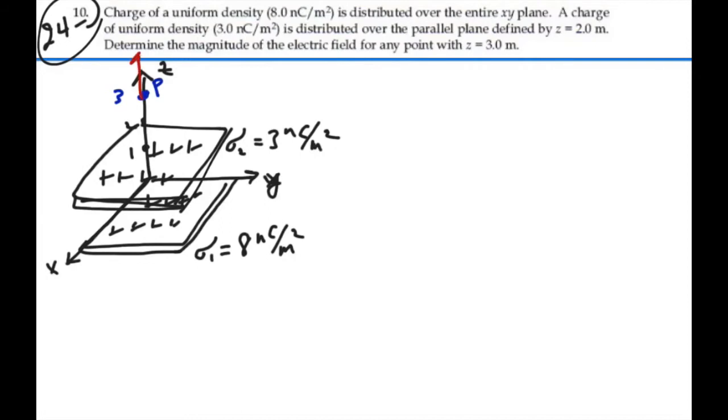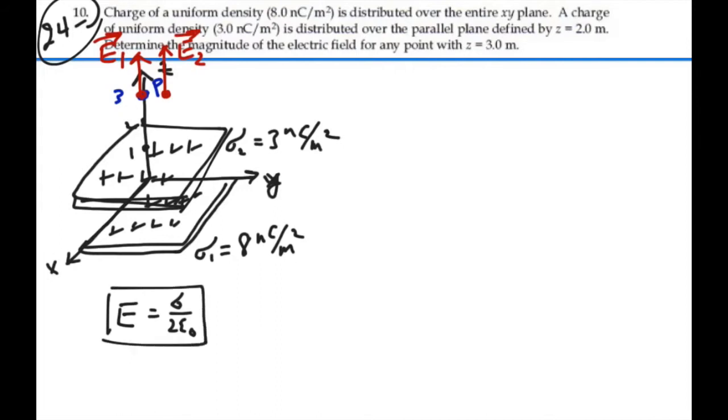from the positive plane. So we're going to have a field E1 that's going up like this. And then from the second plane we're going to have a field that's also emanating away. So we have a field E2 that's also going up like that. So these two fields are going to be adding together in the same direction. And they both will be constant, given by sigma over 2 epsilon naught for an infinite sheet of charge. So let's calculate the magnitude of these two fields and add them together.